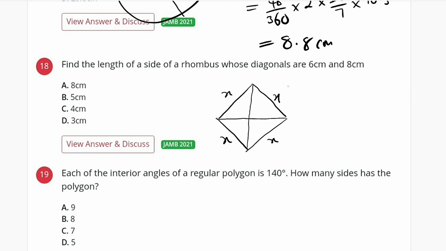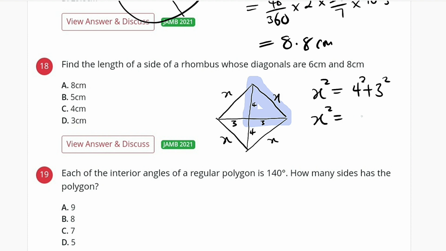So if the longest diagonal is 8, this will be 4 and this will be 4, making 8, right? And if this is 6, we have 3, 3, because they are equal. So we can apply Pythagoras' rule here because we have a right angle triangle, which says that the hypotenuse squared, I can use x squared is equal to 4 squared plus 3 squared.